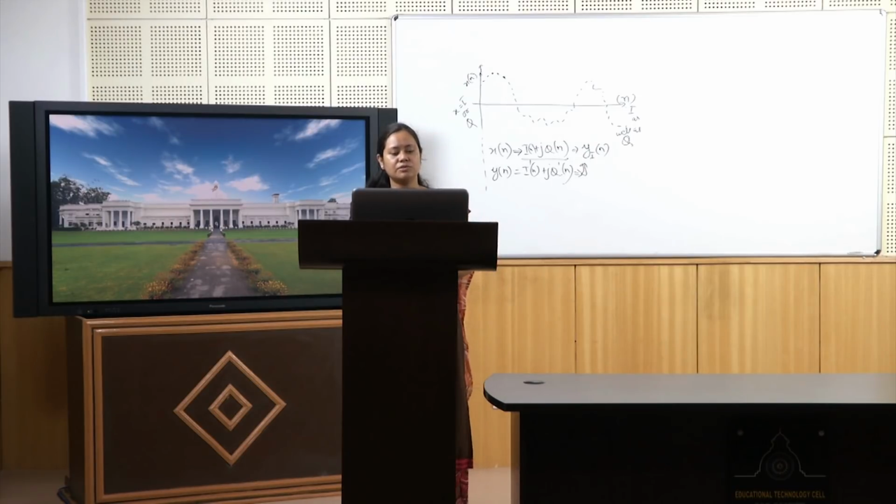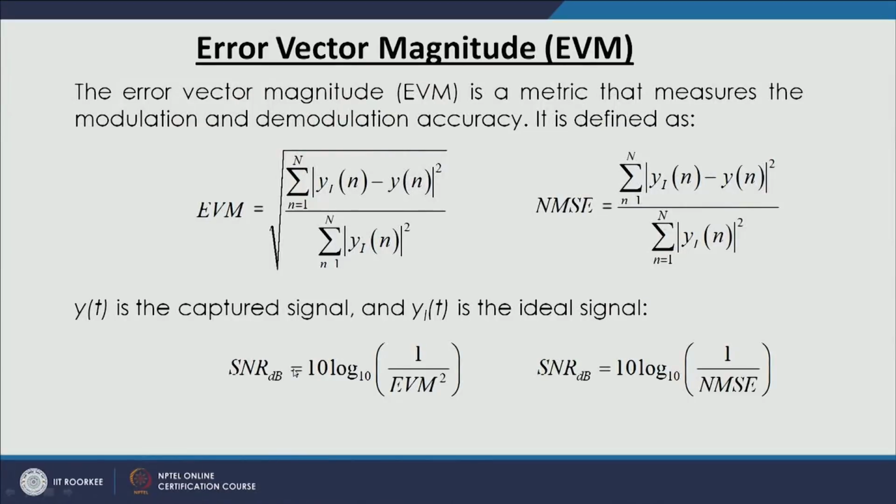Now, what is the relation between these values and the SNR? This SNR should actually be the dynamic range, and the relation is given as 10 log10 of 1 upon EVM squared. If you look at the definition of NMSE, we are dividing the summation of each symbol's power by the error term. So, if we invert this and take 10 log10, we will get the signal to error ratio.